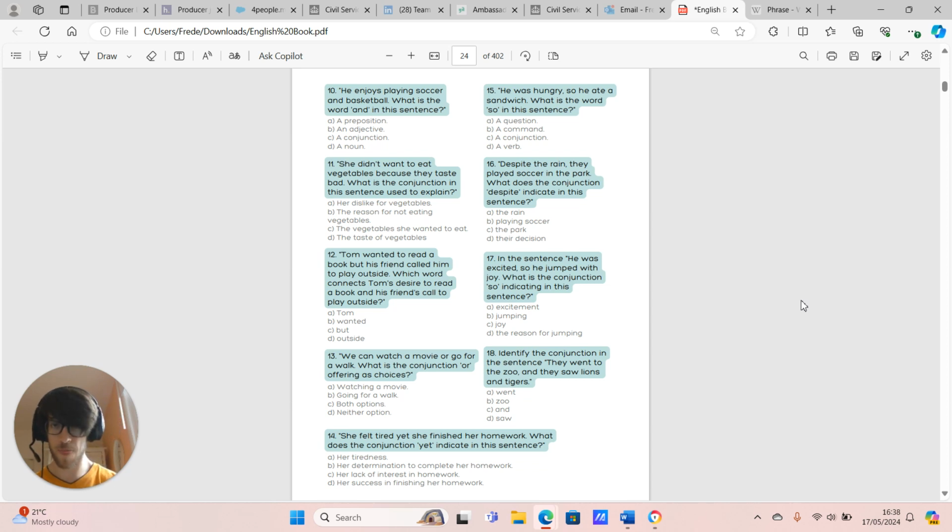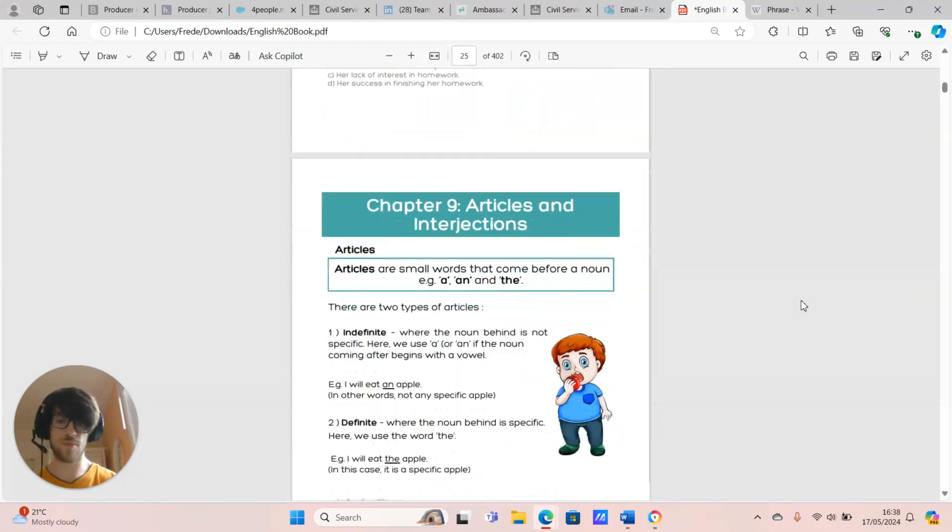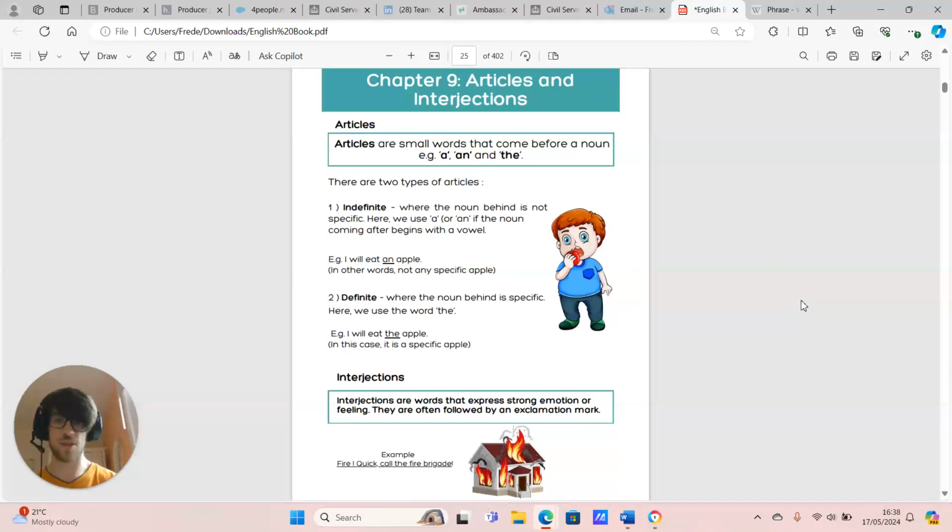So pause the video there, have a go at those questions, and then we will move on to articles and interjections. I told you we get to it. I'm not a liar. I told you we get to interjections. Let's talk about interjections first, actually, because they're easier to understand than articles. So interjections are words that express strong emotion or feeling. Yes, it's quite often a spontaneous thing.